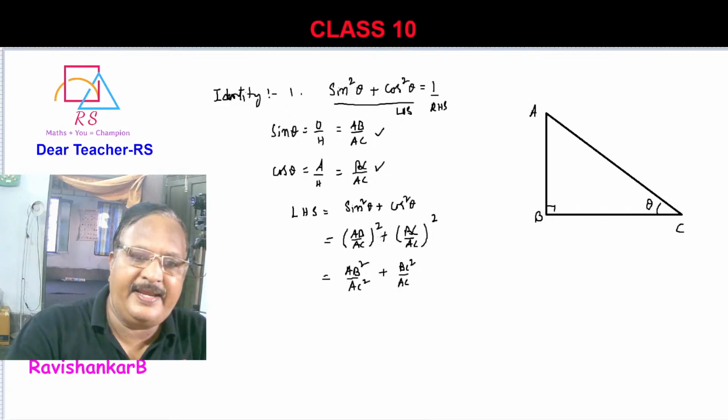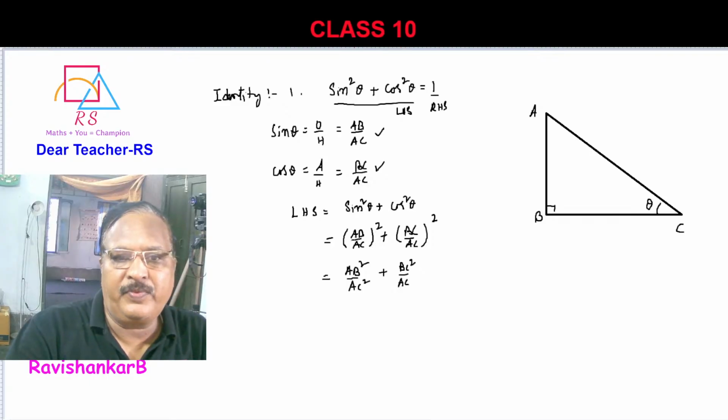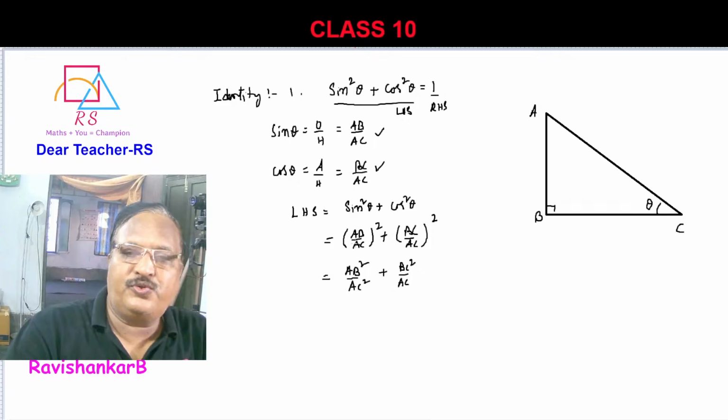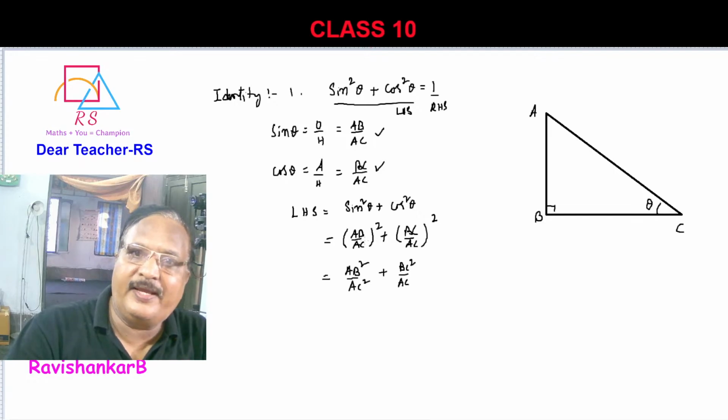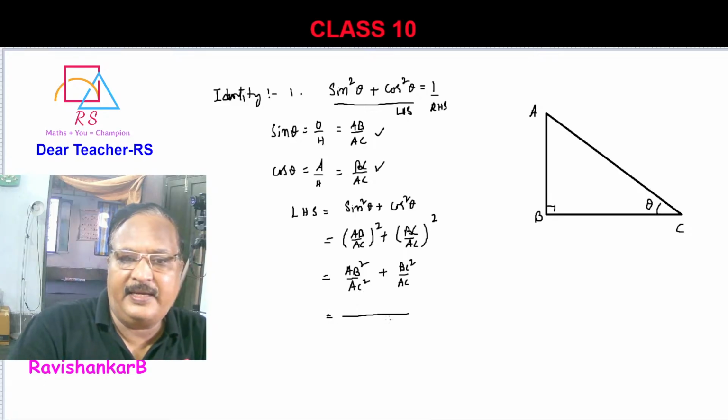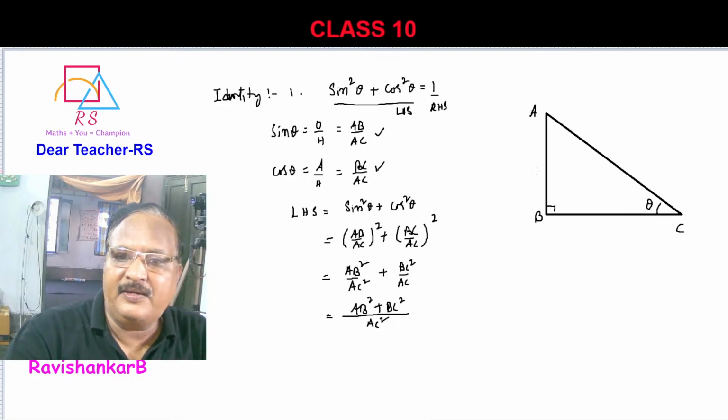Some students will keep the square only for AB. Wrong. Some students won't keep the brackets. Wrong. You have to keep the brackets, and once you remove the bracket, you should square both numerator and denominator. Then the denominator AC square is the same in both cases, and the numerators can be added directly: AB square plus BC square.